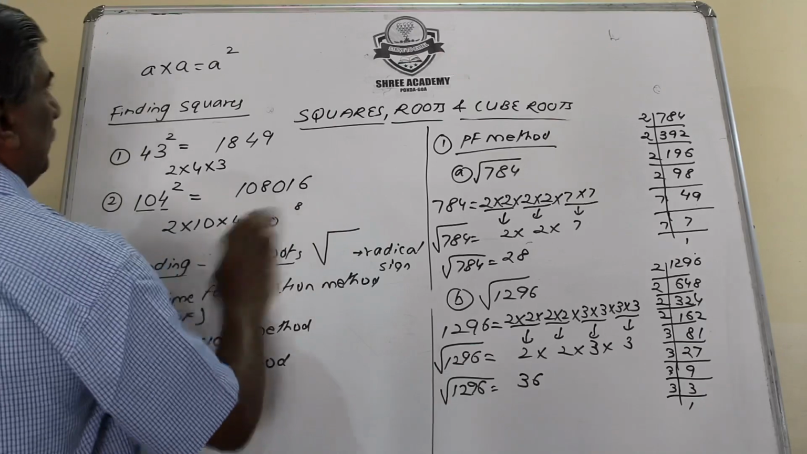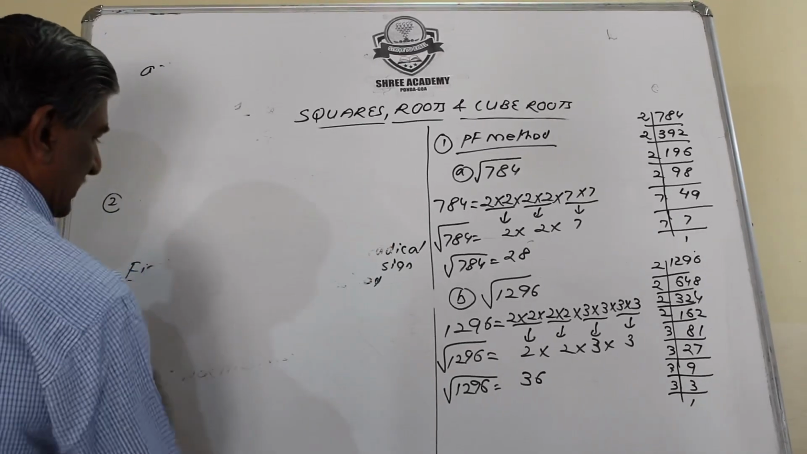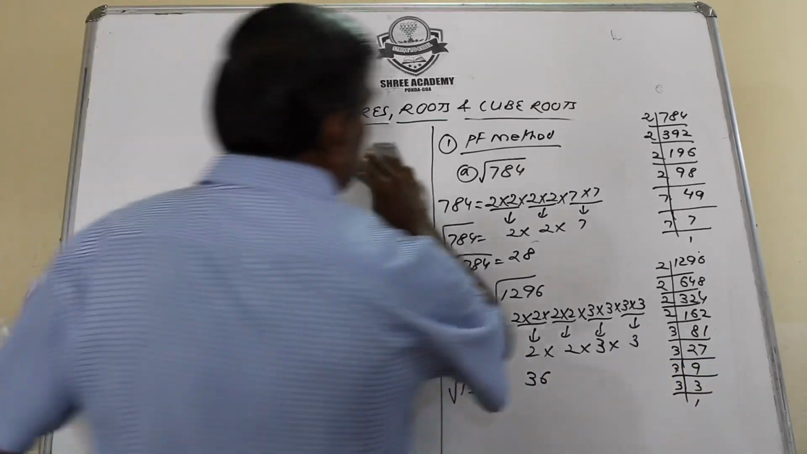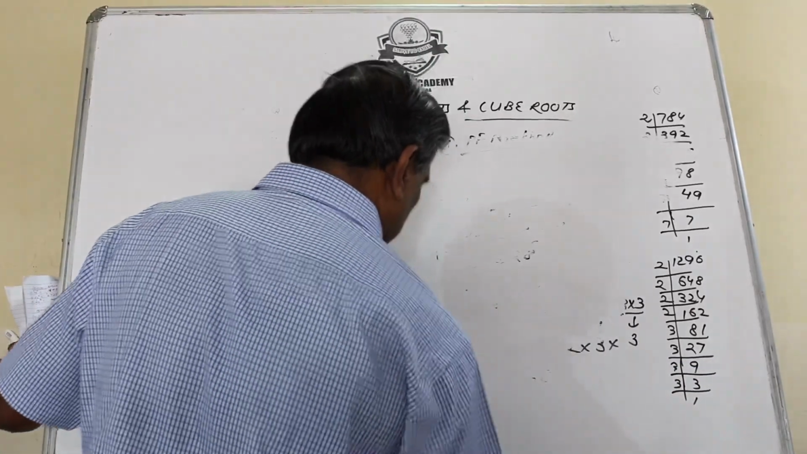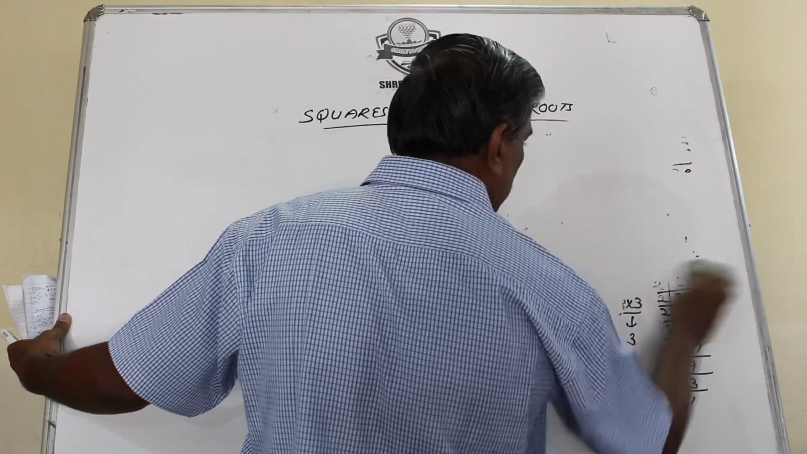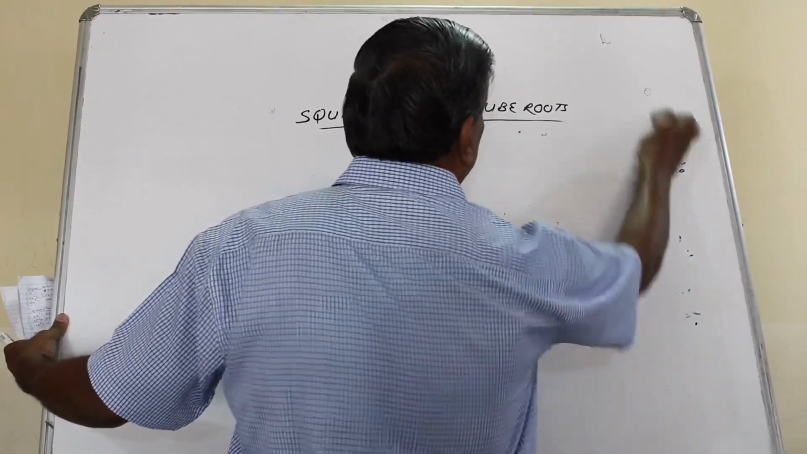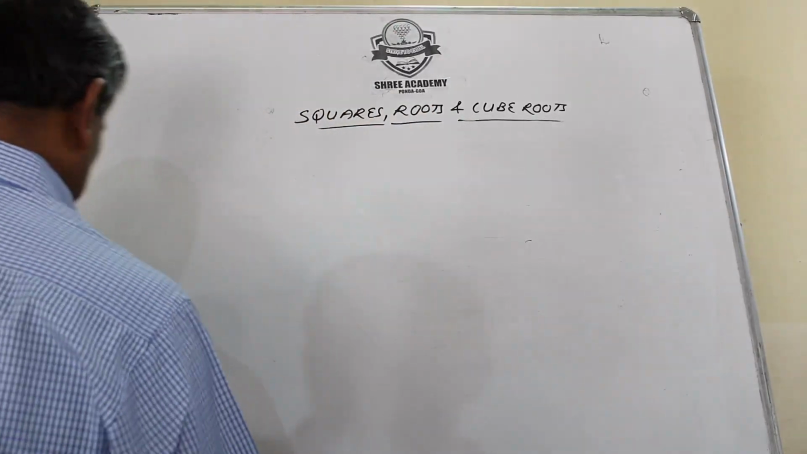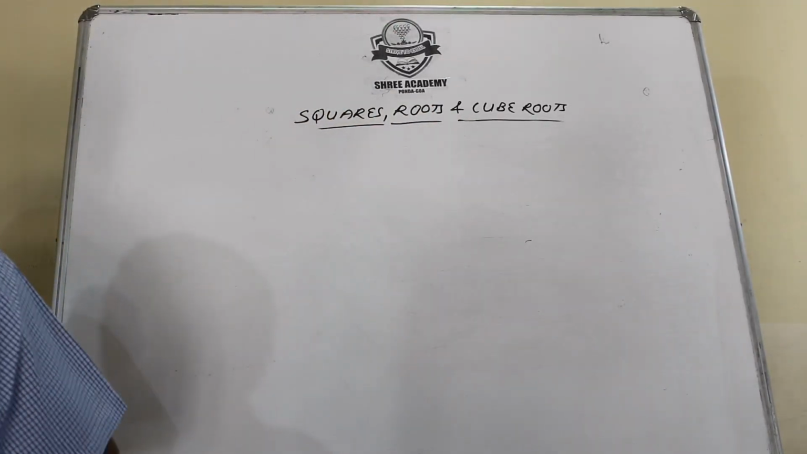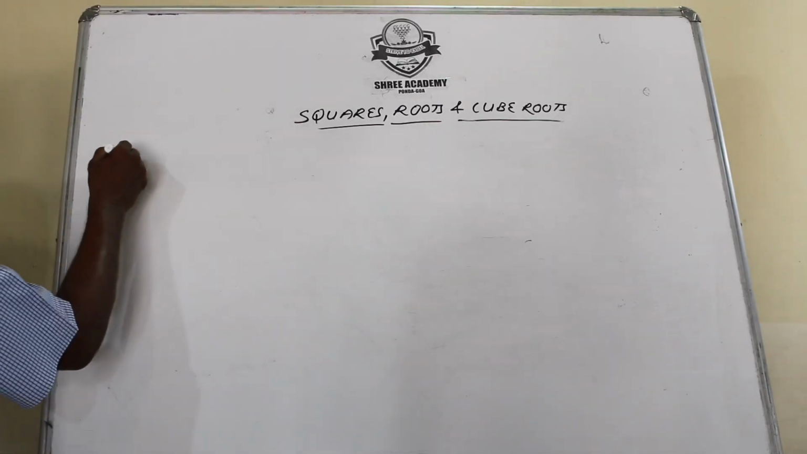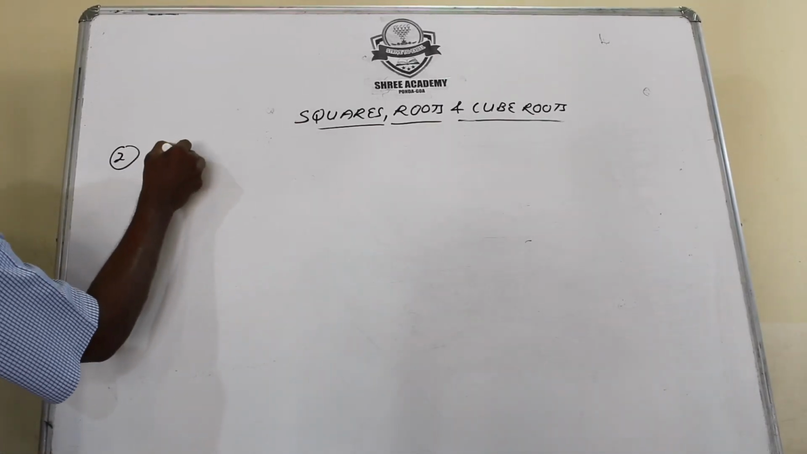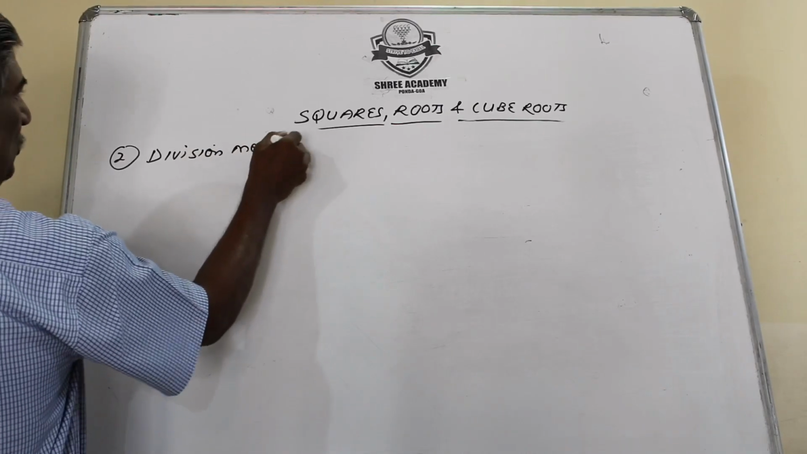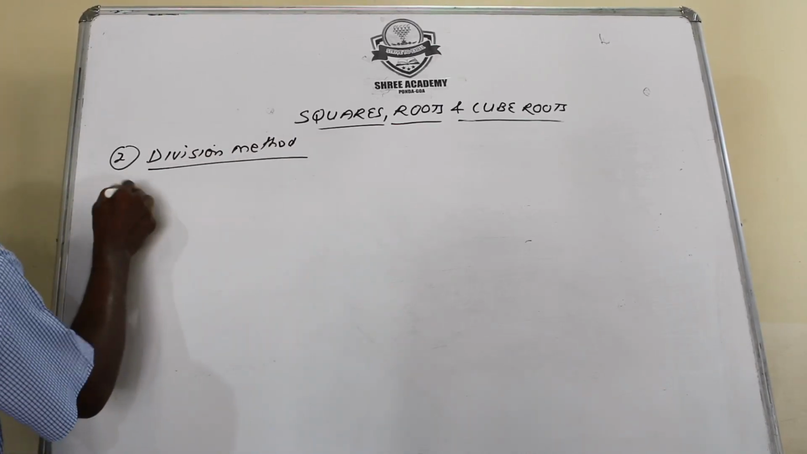Now the next method which we will be going to is known as the division method. Now this method of division is a little different from the division which we normally do in mathematics. So we will take the second method. This is called the division method. Now in this we will take a first example.